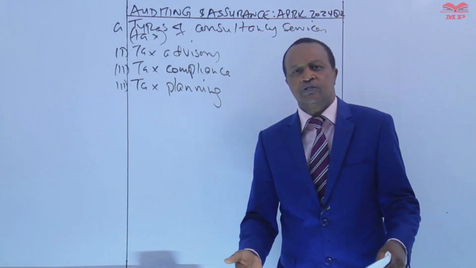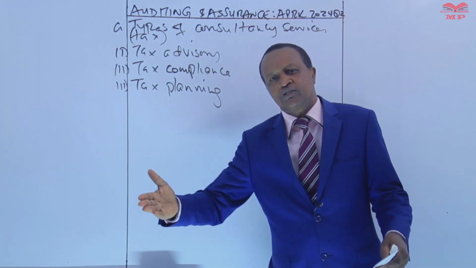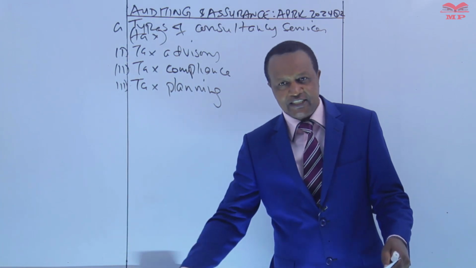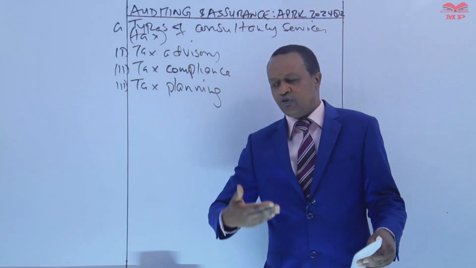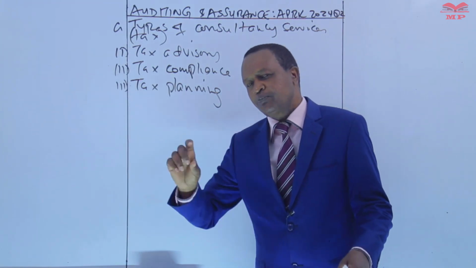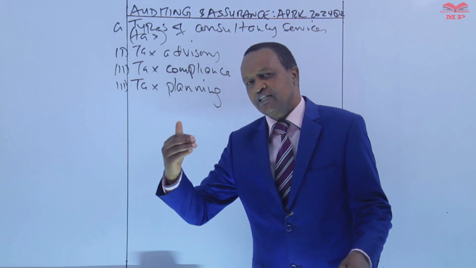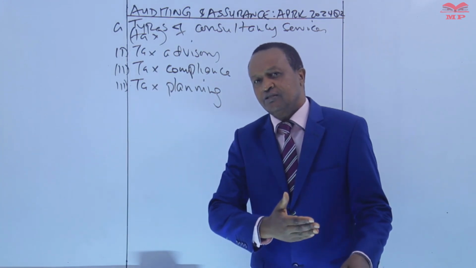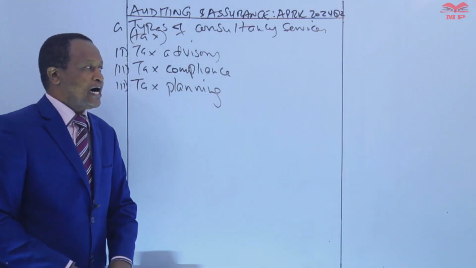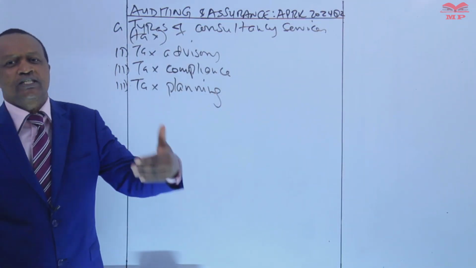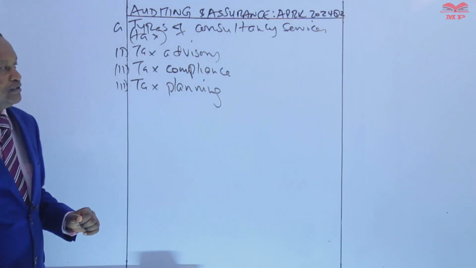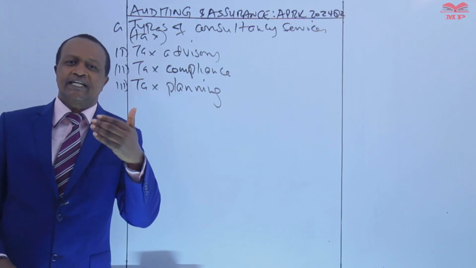And that could involve structuring transactions, that could involve utilizing tax incentives, that could involve optimizing deductions, because when a company optimizes deductions or expenses, that reduces tax liability. So a tax consultant can advise a company on how to best utilize strategies so as to reduce tax liability. Do you understand? That is tax planning.